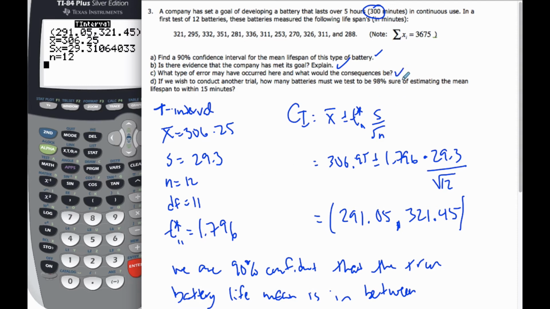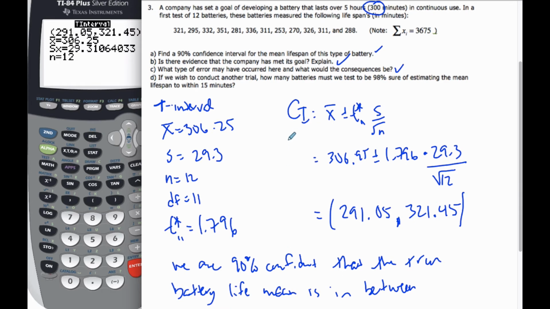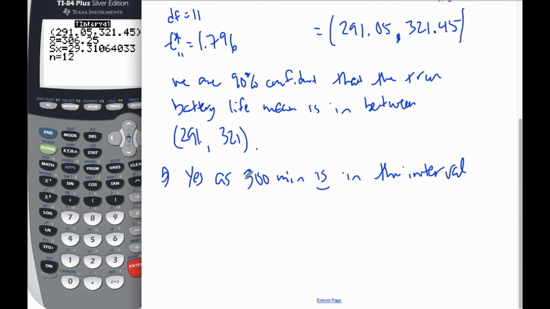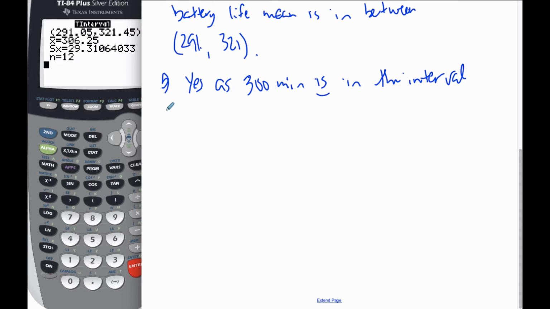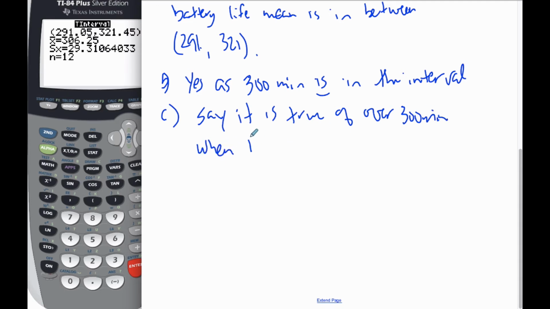So if it is wrong, what type of error may have occurred and what would the consequences be? Well, if it is wrong, then we have said it is true of over 300 minutes when it is not over 300.